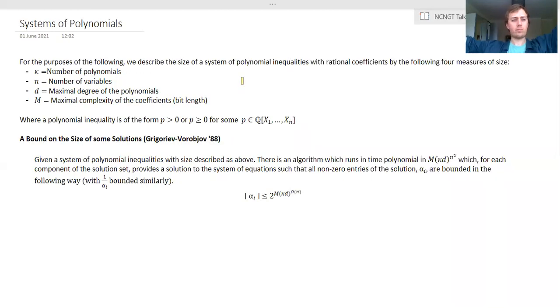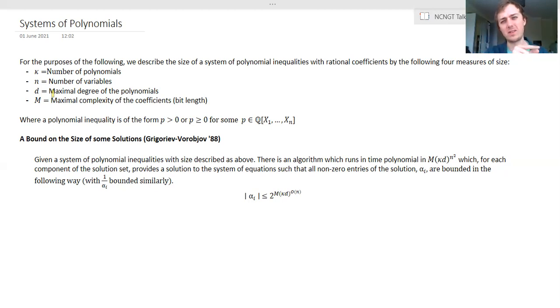But first up, let's talk about systems of polynomials. So really, I just want to make the technicalities of this result clear. If you think about a system of polynomials, you can think about the size of that system. And the size of that system is, for Grigoriev and Vorobyov's result, determined by the number of polynomials in your system, the number of variables that the polynomials are in, the maximal degree of the polynomials. So this is the maximal degree of a monomial, really, in these polynomials, and the degree of a monomial is the sum of the exponents.